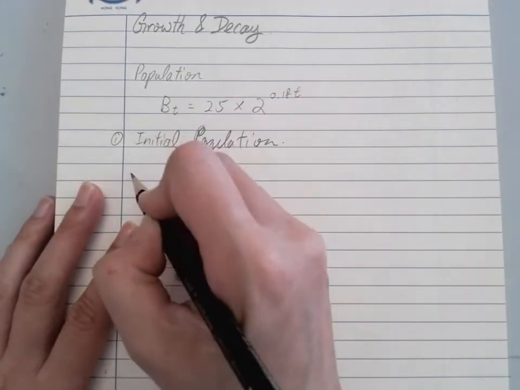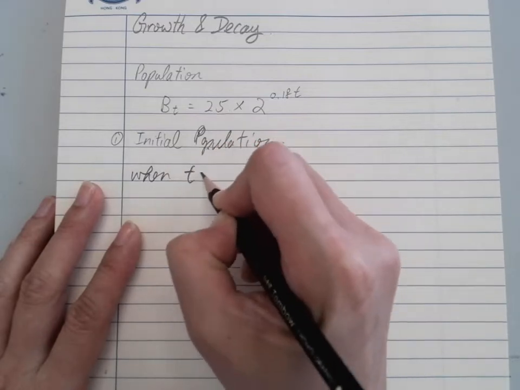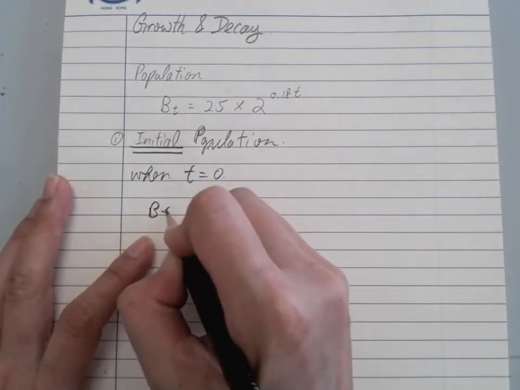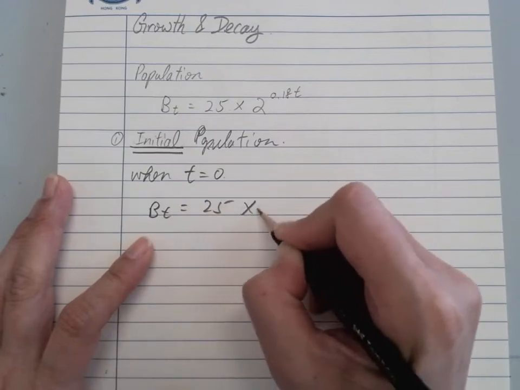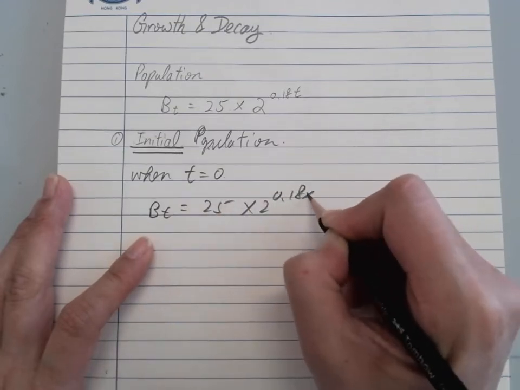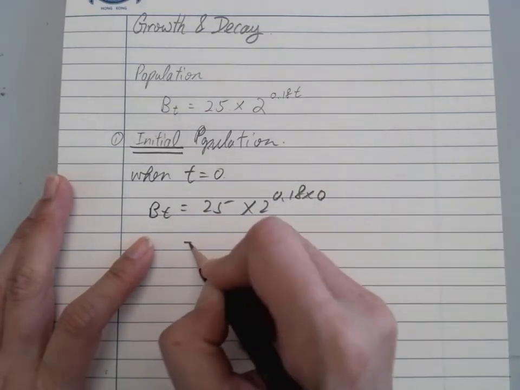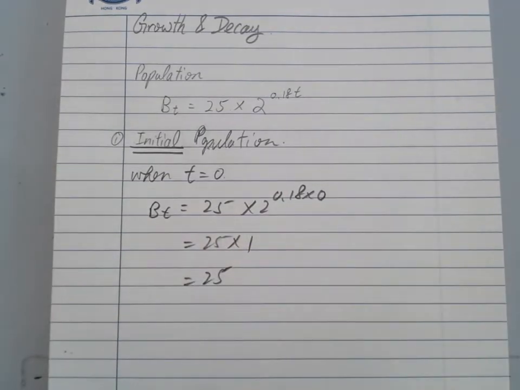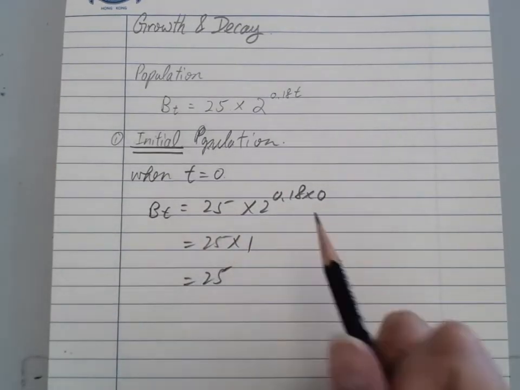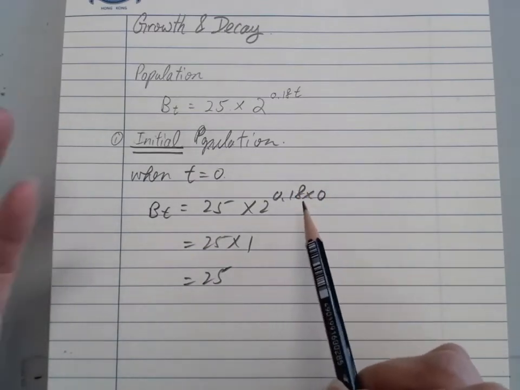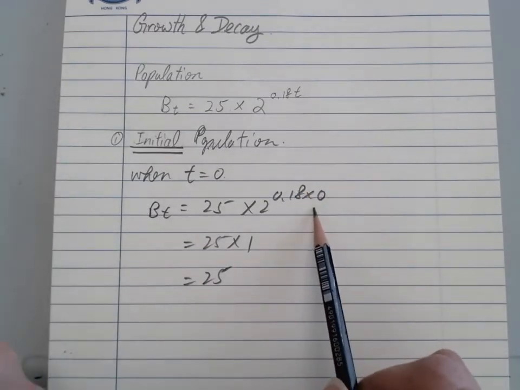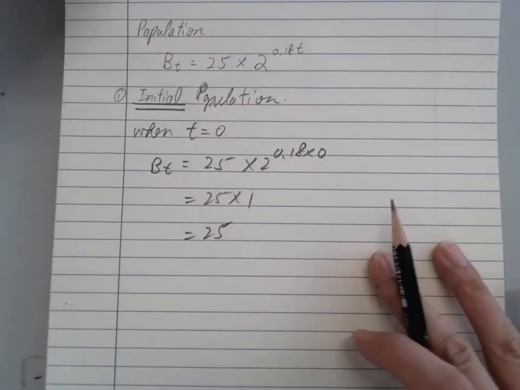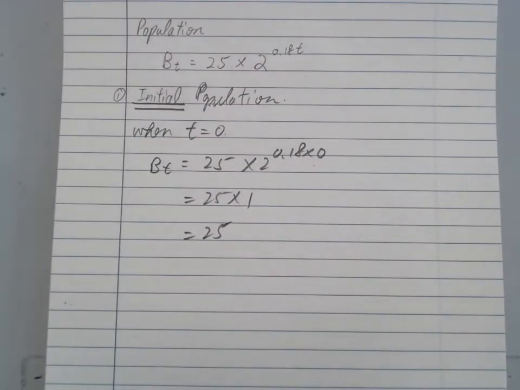Initial population is when T equals 0. So you just find 25 times 2 to the power 0.18 times 0, which is 0, so 25 times 1, which is 25. The question will usually ask you to just write down the answer, because by common sense you know anything multiplied by 0 is 0, and anything to the power 0 will be 1. So usually there are no steps at all, you just write it down and it will be fine.